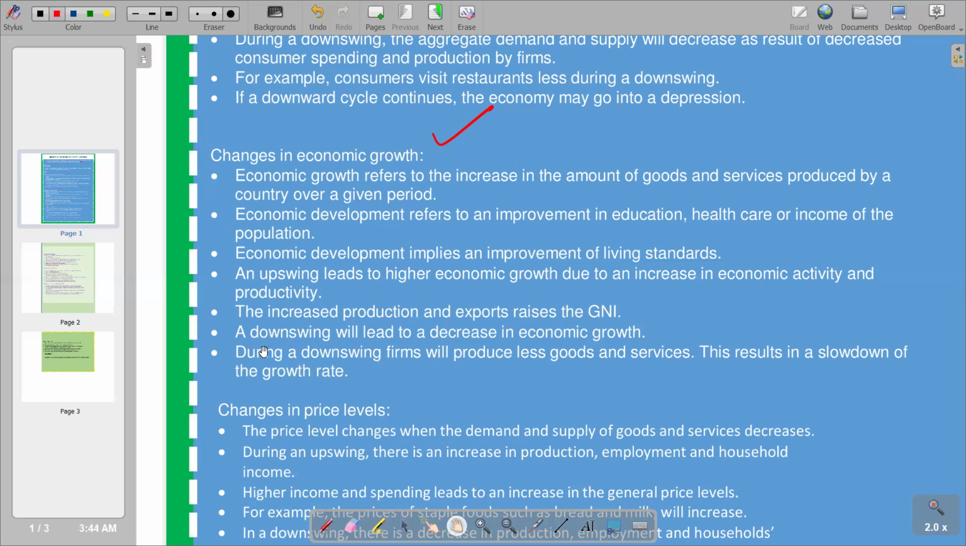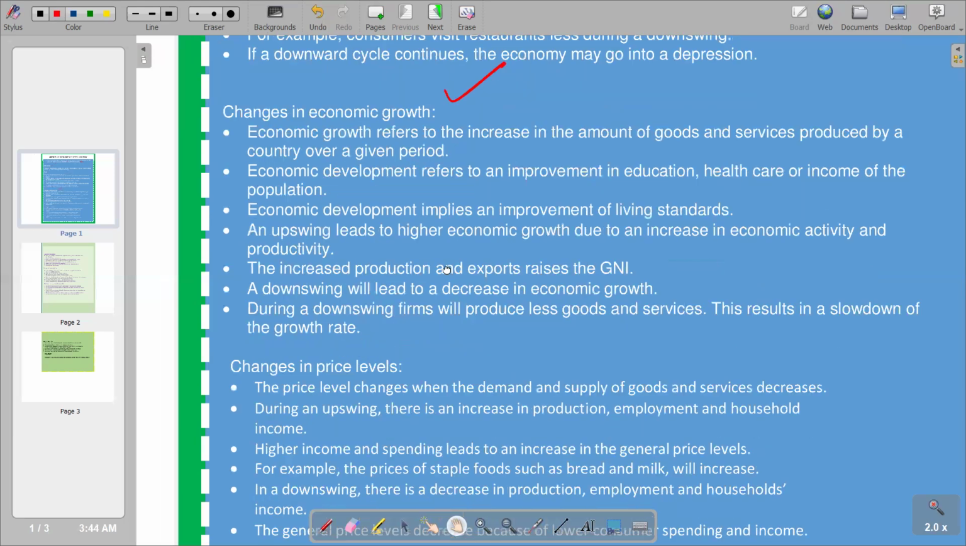And then on the next point, a downswing will lead to a decrease in economic growth, which is exactly what we're explaining. During a downswing, firms will produce fewer goods and services. This results in a slowdown of the growth rate. So this is what we have in changes in economic growth.